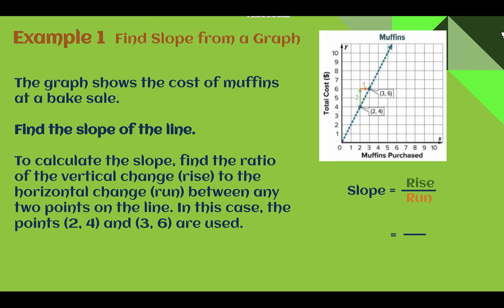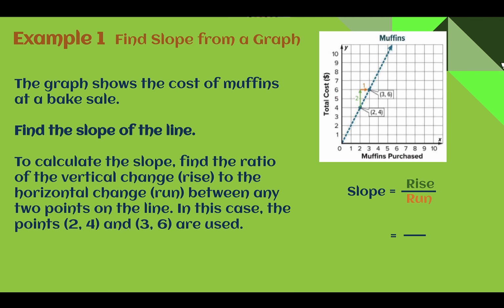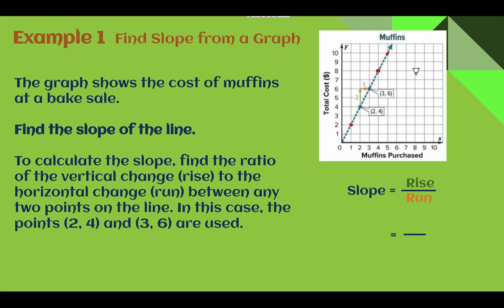Example 1. Find slope from a graph. The graph shows the cost of muffins at a bake sale. Find the slope of the line. So to calculate the slope, we're going to find the vertical change, which is our rise, compared to the horizontal change of the run between any 2 points on the line. We're given the points (2, 4) and (3, 6). There's also a point down here at (1, 2), and there would be one up here at (4, 8), and at (5, 10). I'm looking for the places where the line would go through the intersection of the grid lines that I was given. So they gave us (2, 4) and (3, 6).